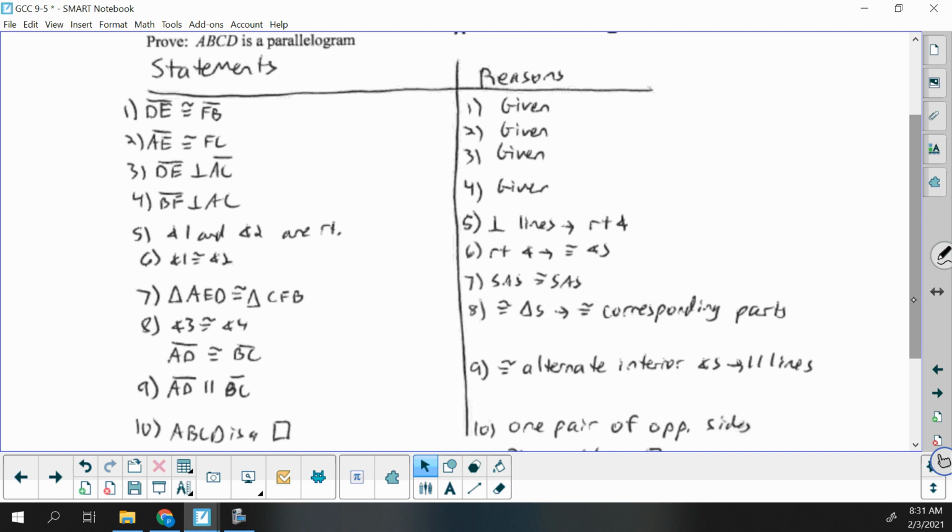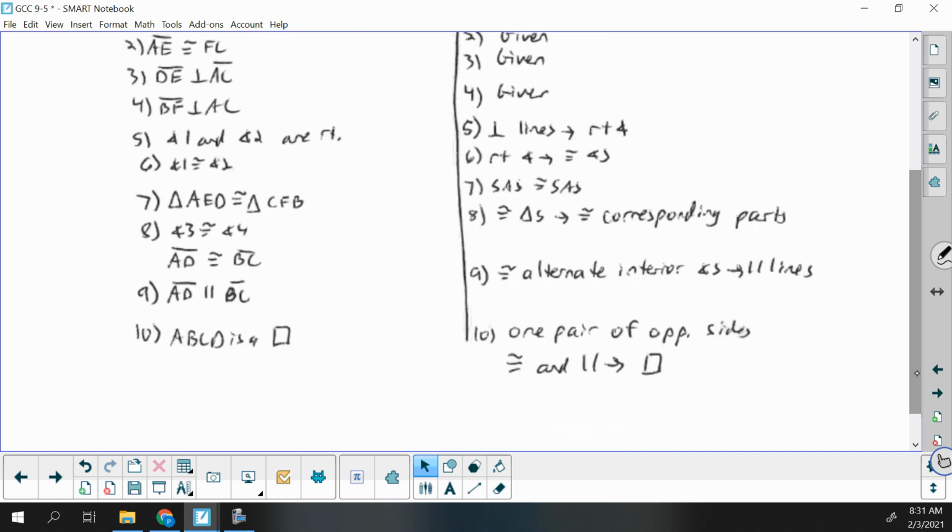Well, now we have AD and BC both congruent and parallel, so we can say our one pair of opposite sides congruent and parallel implies parallelogram. So that is a pretty traditional proving a parallelogram proof. Similar difficulty level to what I would expect you to be able to do on the test for this unit.